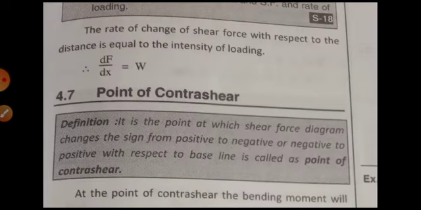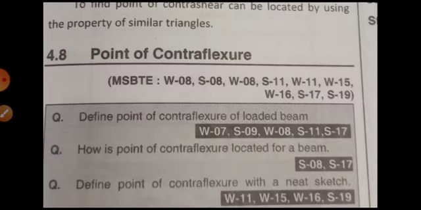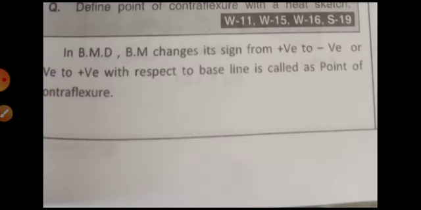Point of contra shear is where shear force changes from positive to negative or vice versa. And point of contraflexion is where the bending moment changes its sign.